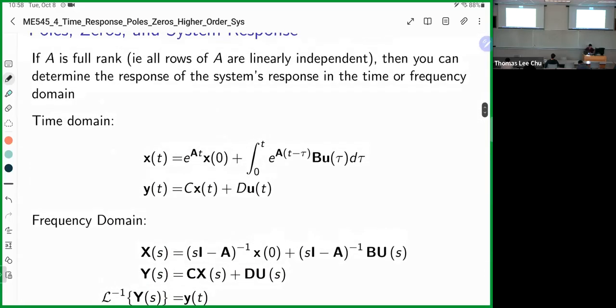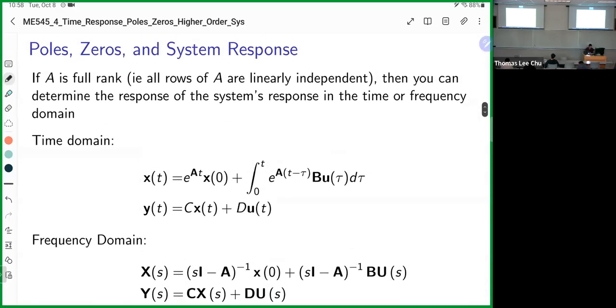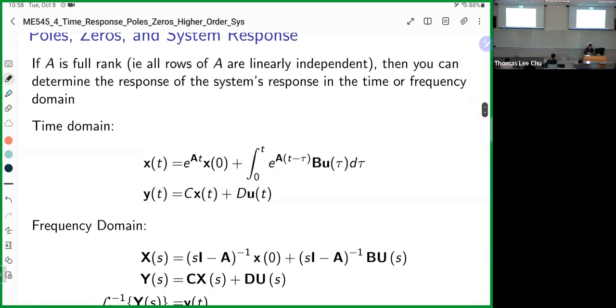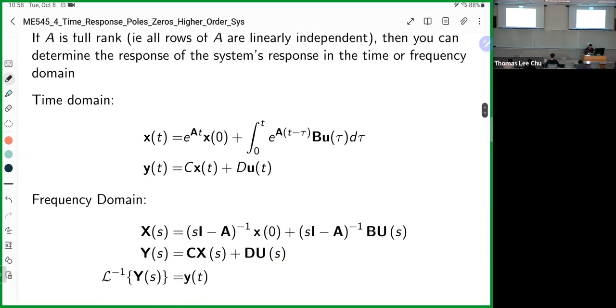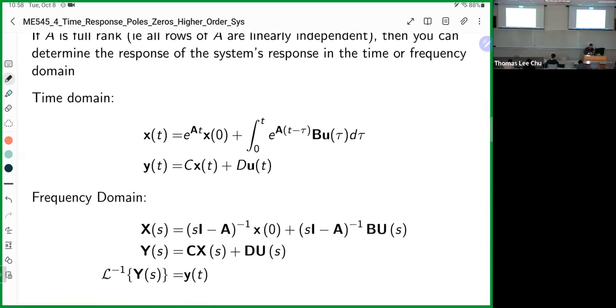So this is a recap of basically chapter 4.10. If A is full rank, in other words, all rows of A are linearly independent, then you can determine the system's response in the time or frequency domain. So this is finding the time domain and the frequency domain solution. The reason A has to be full rank is because you have to take the inverse of A, or do the eigenvalue decomposition. The inverse of A doesn't exist if A is not full rank. Although now that I think about it, the sI minus A might be invertible.